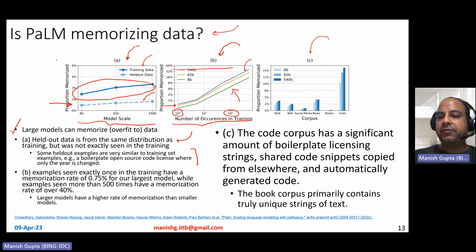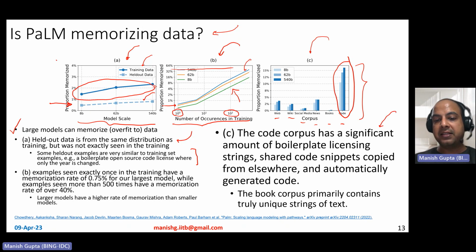In the third experiment, they tried to figure out what kind of domains have a higher probability of memorization. They look at web, wiki, social media, news, books, and code, which are the parts of the pre-training data, and they observe that the code corpus has a significantly higher probability of being memorized. This is because the code corpus contains a lot of boilerplate licensing strings, shared code snippets copied from elsewhere, and automatically generated code. On the other hand, for books, memorization is low just because the books corpus primarily contains truly unique strings of text.